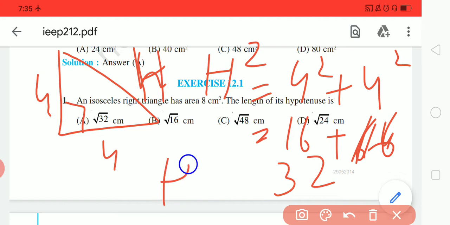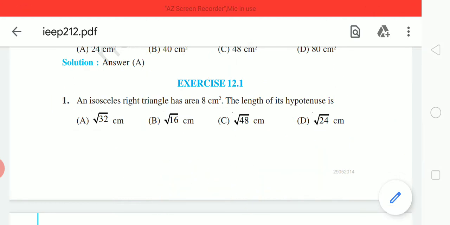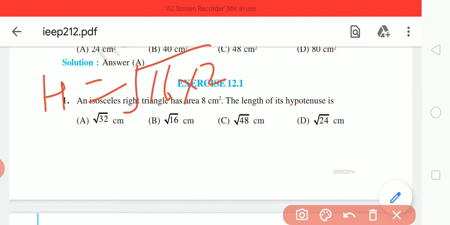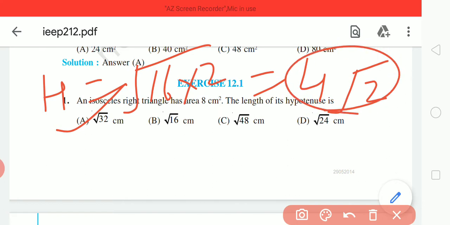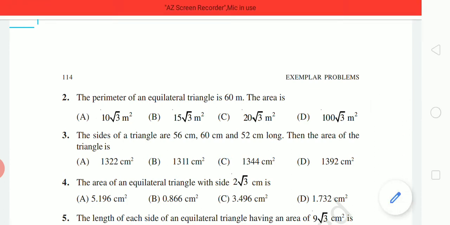Now taking square root on both sides, H will be equal to root 32. You know that root 32 can be solved as 16 into 2, and 16 is the square of 4. So 4 will come outside and root 2 will remain inside. So it is 4 root 2, or root 32. It is root 32, so A is the option. So come to the second question.